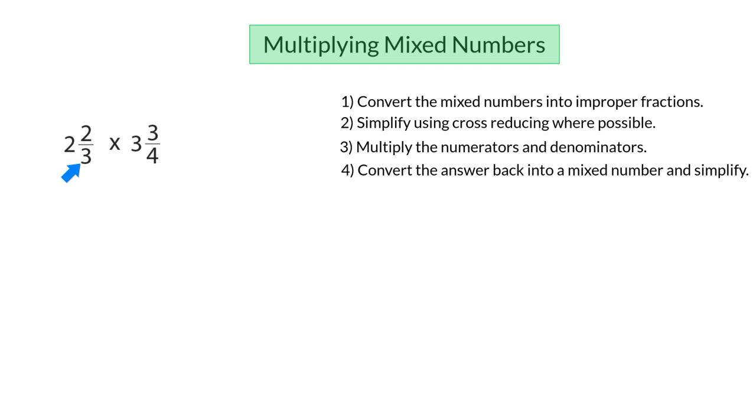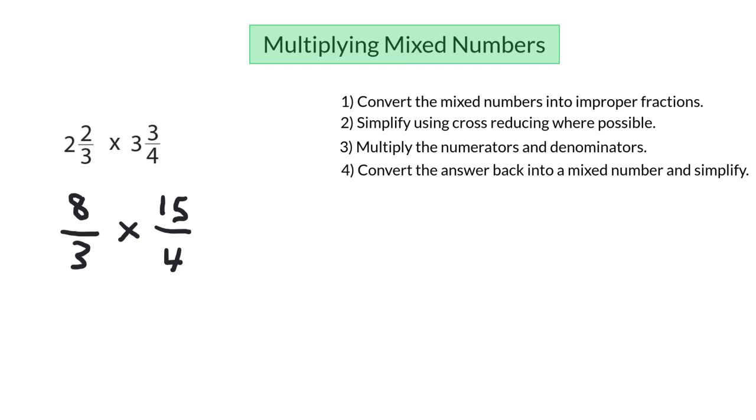To do that, we take the denominator 3, multiply it by the whole number, so 3 times 2 is 6, and we add it to the numerator. And that's going to become the numerator of the improper fraction. So let's rewrite this. 3 times 2 is 6, plus 2 is 8. So we're going to end up with 8, and the denominator remains the same. We're going to end up with 8 over 3 times, and then here we're going to do 4 times 3 is 12, plus 3 is 15. And we have now completed step 1, which is converting the mixed numbers into improper fractions.